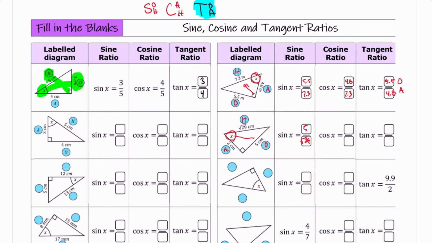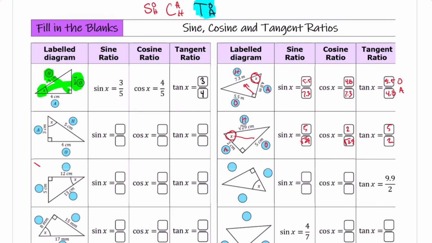Later on, we'll talk about square roots in the denominator, but you have to get this set up first. The cosine of any angle is going to be adjacent over the hypotenuse, which is square root 29. The tan of any angle is going to be opposite, in this case 5, over the adjacent, 2.